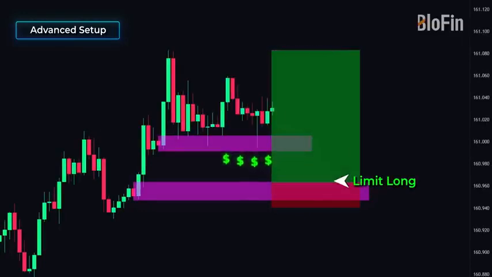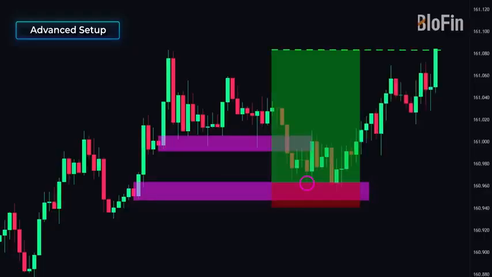In this case, we can see that price rejected a few times at the minor demand zone before breaking it, retested the major demand zone which triggers our entry, and then bounced up to hit our take profit. A clean and successful trade. So let's look at another example.